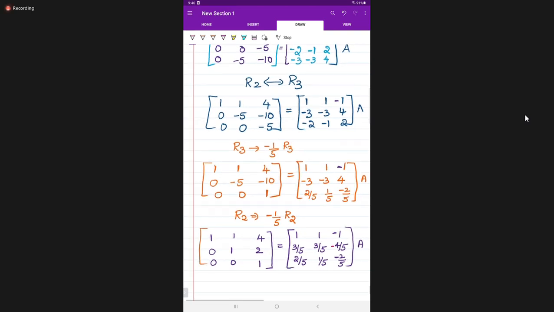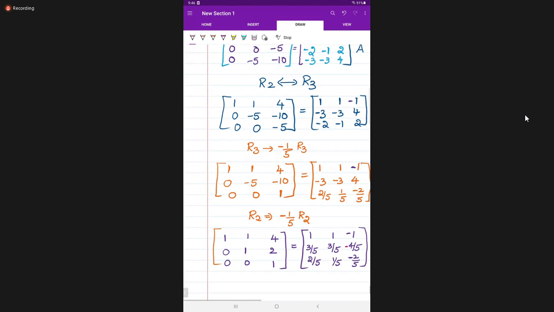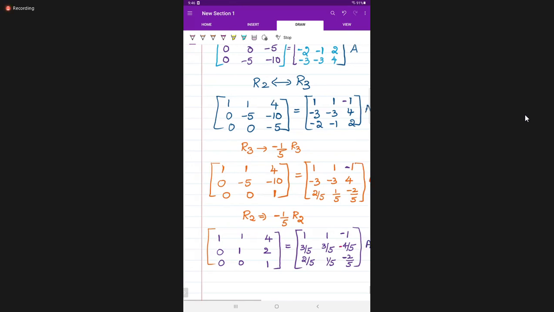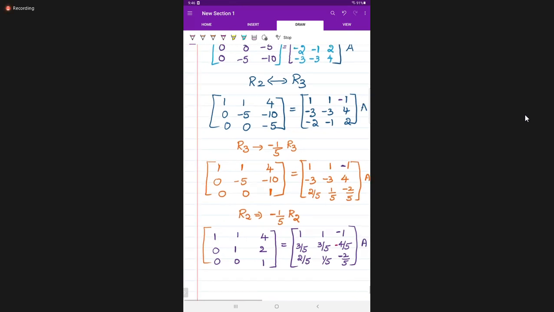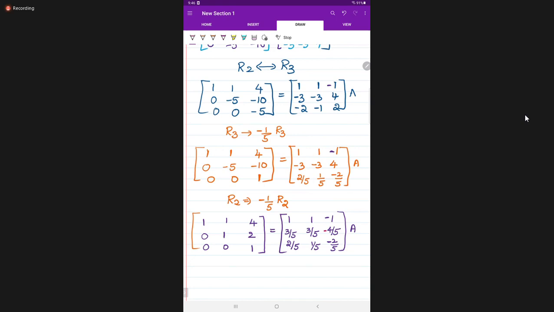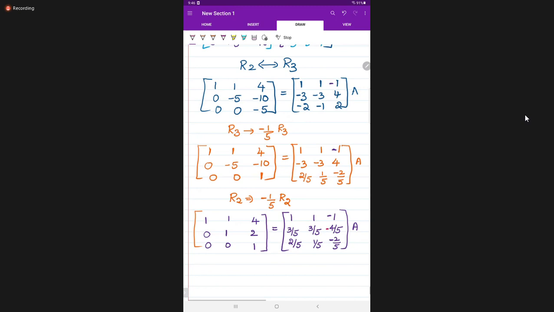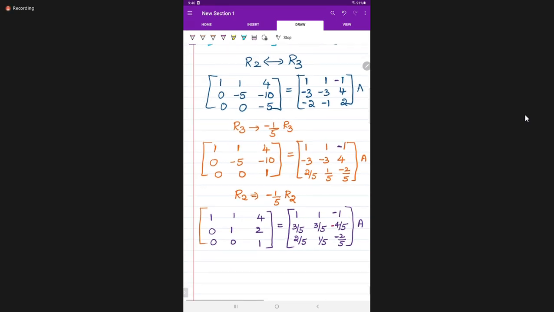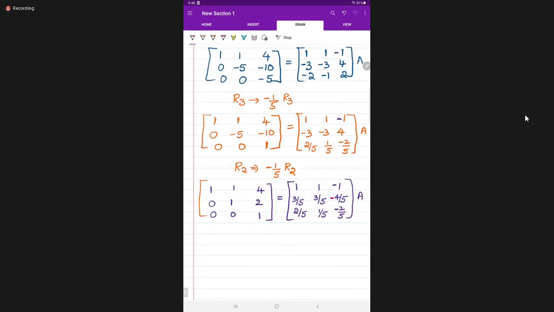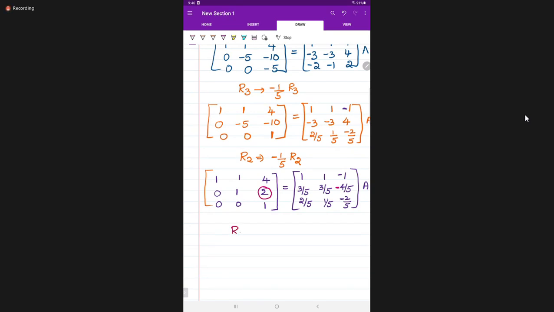Okay. Now, here R2 implies minus 1 by 5 R2. So plus 3 by 5, plus 3 by 5, minus 4 by 5. Yeah, good. Next. These two make it as 0 with the help of lower A. Now tell me the answer. R2 implies R2 minus 2 R1, R3 minus 2 R1. So minus 2 into 1.